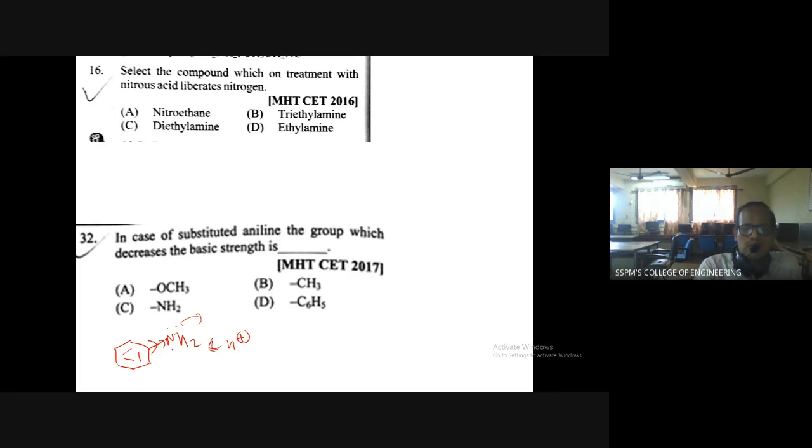Basic strength is increased when we add any group which will donate electron towards nitrogen. Because basically basic strength is donation of electron. So we know that methoxy group will donate electrons, so it will definitely increase basic strength. Methyl group, alkyl group donate electrons, NH2 group donate electrons. This phenyl group, this benzene ring, if it is added, suppose I add one more benzene ring over here. So what will happen? Benzene has tendency to attract electron towards itself.